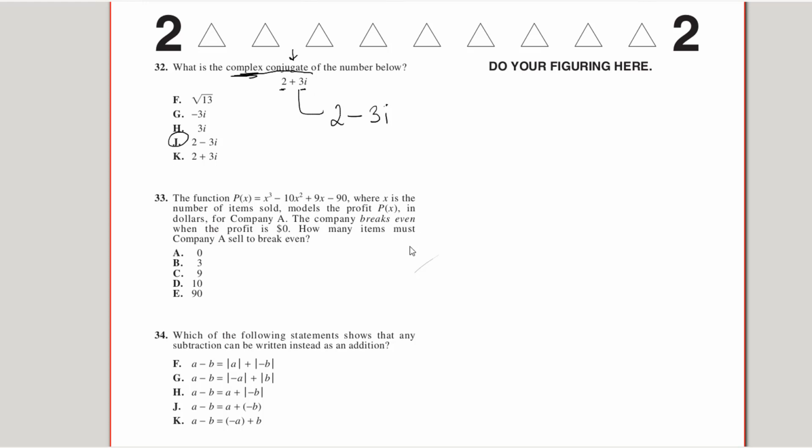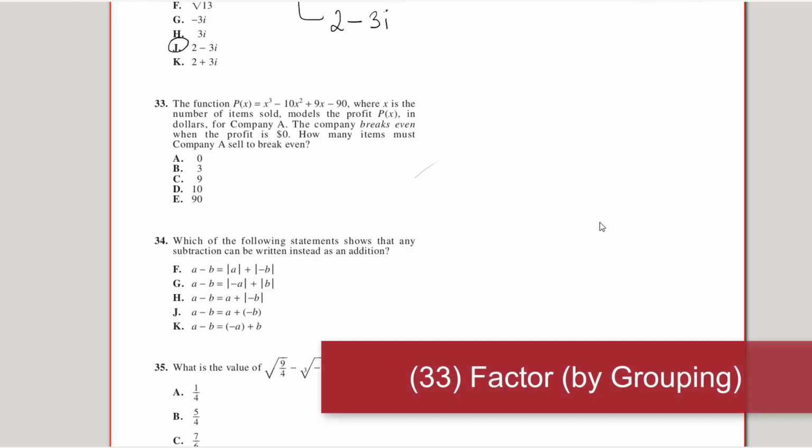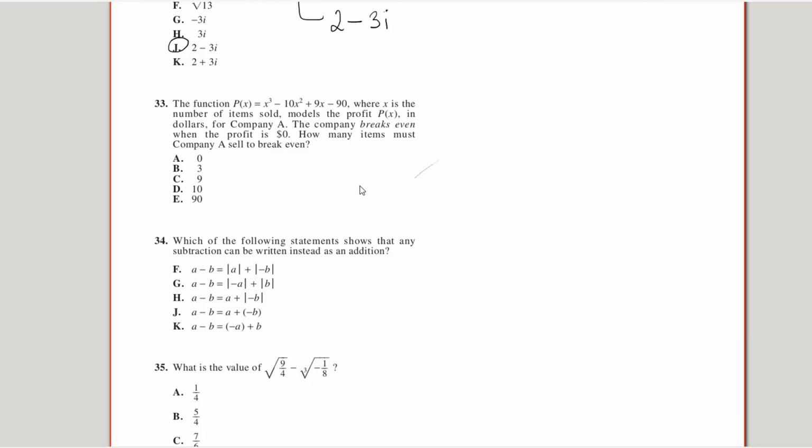It is a complex number because it is composed of both a real number, the 2, and the imaginary number 3i. Question 33: the function p of x equals x cubed minus 10x squared plus 9x minus 90, where x is the number of items sold, models the profit p of x in dollars for company A. The company breaks even when the profit is $0. How many items must company A sell to break even? So we want to find what x value gives a profit equal to 0.